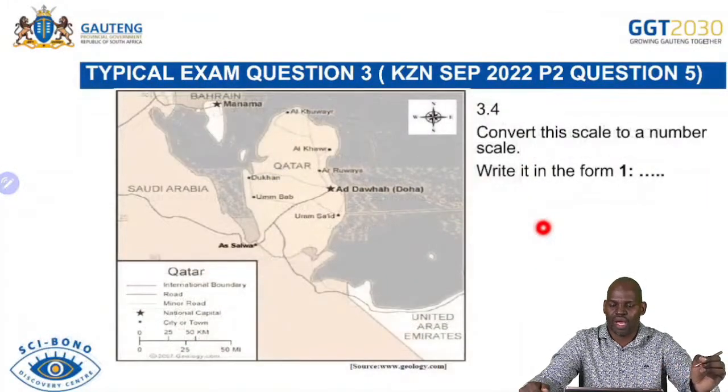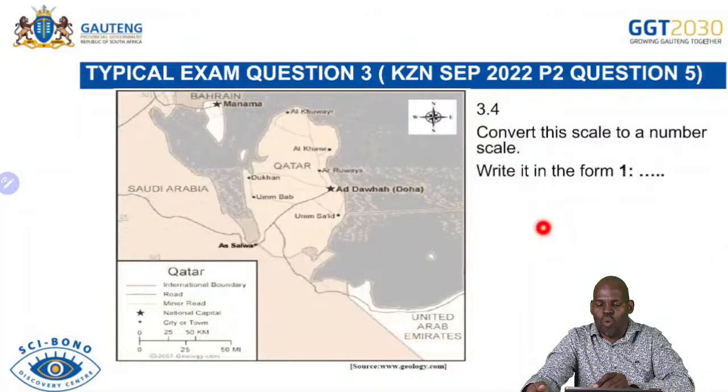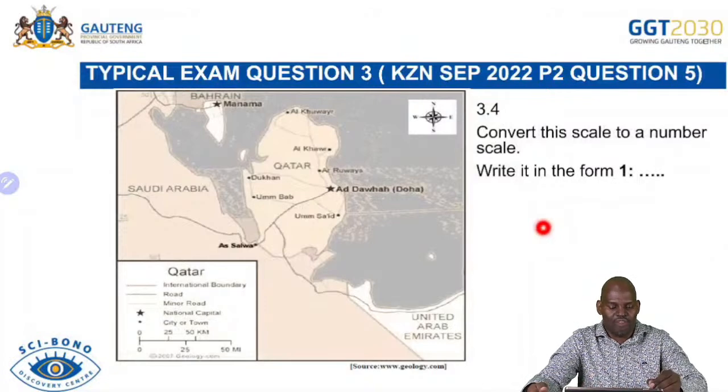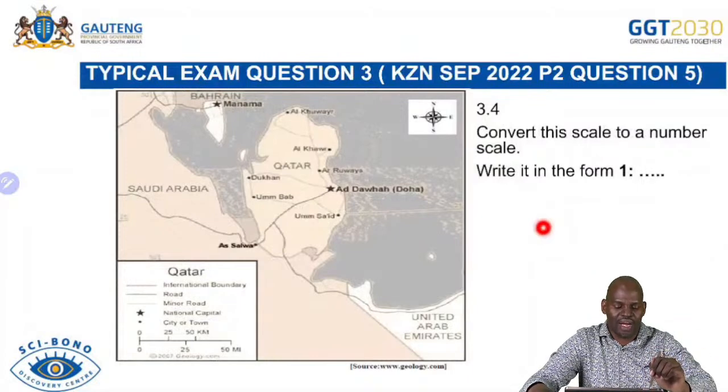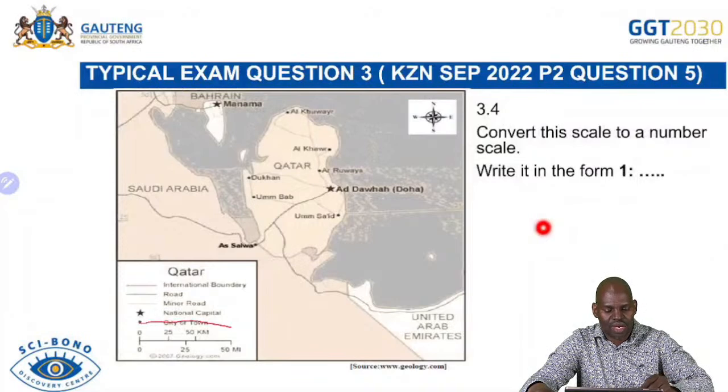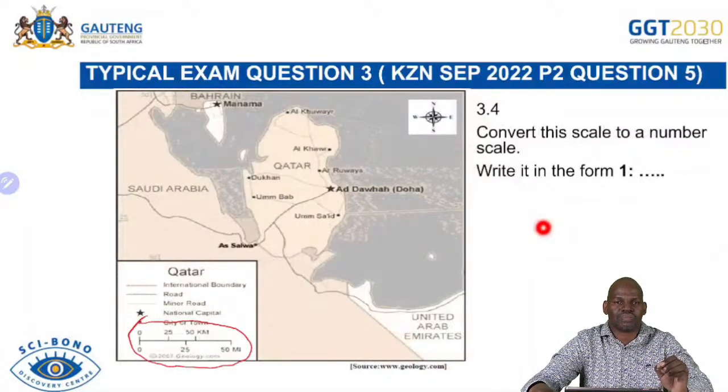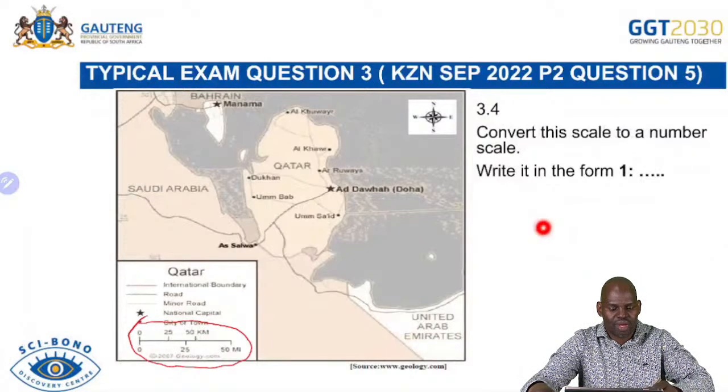The next question is convert this scale to a number scale. Convert the scale that you mentioned in the previous question, of which we said it's a bar scale. Write it in the form 1:2. Then if you look at the scale that is given, boys and girls, we need to be careful there. There are 2 units that are indicated. We've got 50, but this one is 50 kilometers. We've got another 50, but this one is 50 miles.